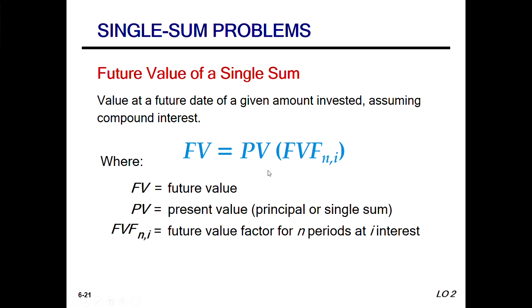So the future value is the present value times the future value factor. Now, the future value factor is what we're trying to find, right? We're using those tables at the back in order to find that information out.